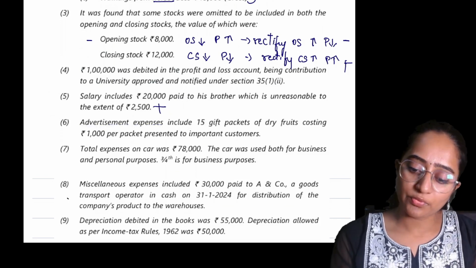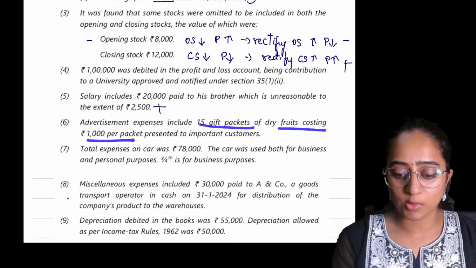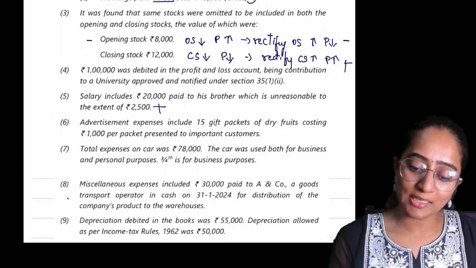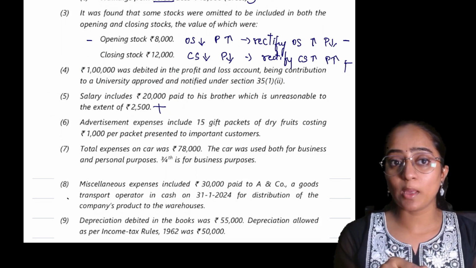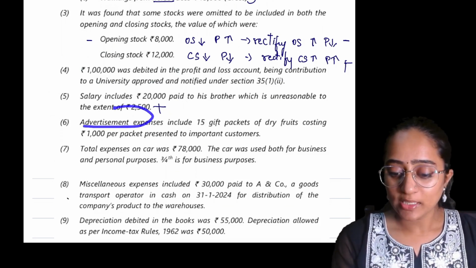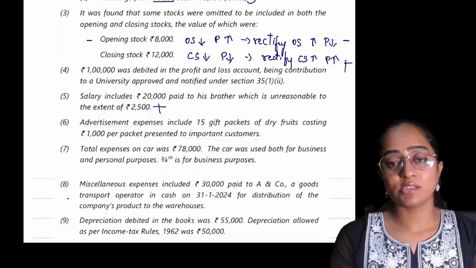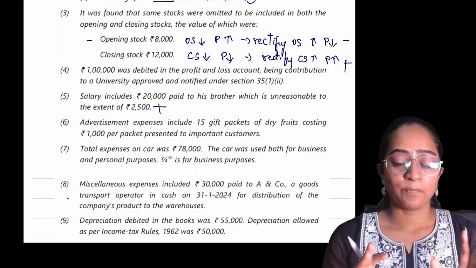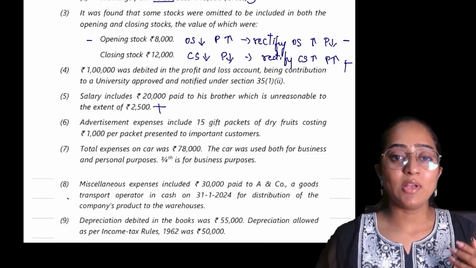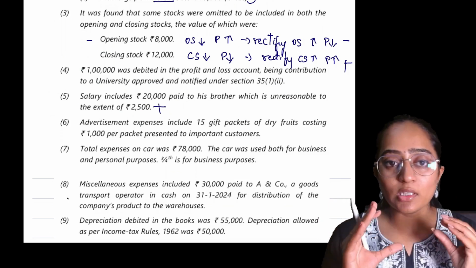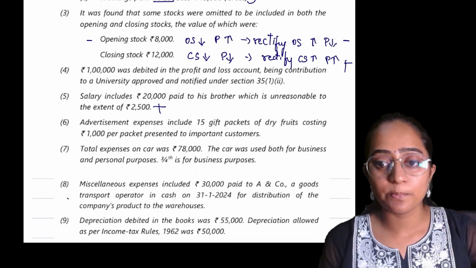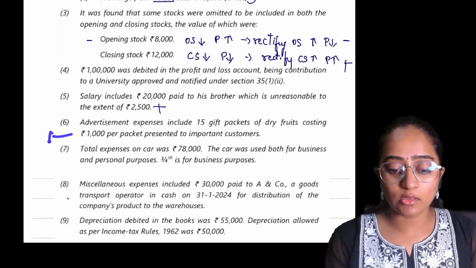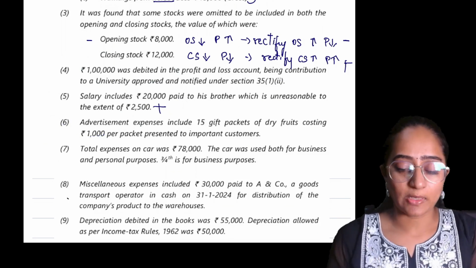Advertisement expenses include 15 gift packets of dry fruits costing 1,000 per packet presented to important customers. Tell me, people, if it was presented to their family members, then these expenses would have been disallowed. For advertisement expenses, you have provided it to important customers, that is, you have given it for the purpose of business. Allowed there as per P&L, allowed as per PGBP also. Will you give any further effect, people? No, you will not give any further effect. It's just nil, no effect at all. Nil.